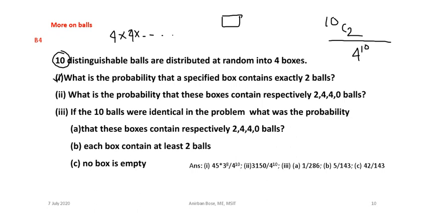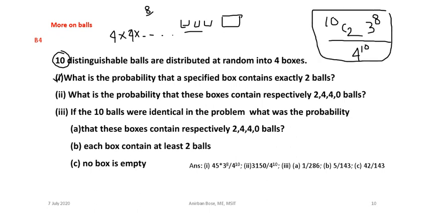Now what is the problem? There are 8 balls remaining and 3 boxes remaining that are to be filled in any way. How many different ways can we fill 8 distinguishable balls into 3 boxes? That can be done in 3 to the power 8 ways. So this is the favorable outcome corresponding to this event, and the probability will be this for question number 1.